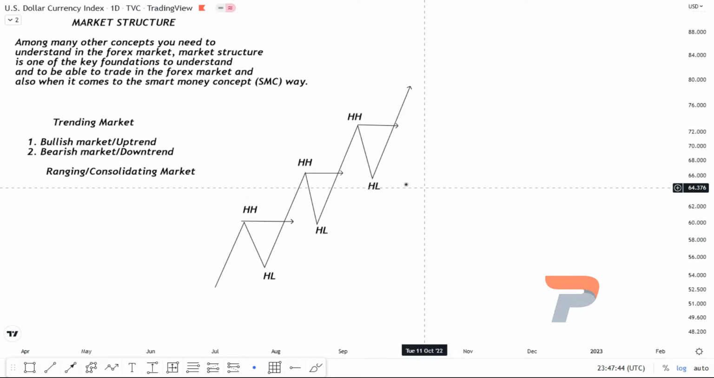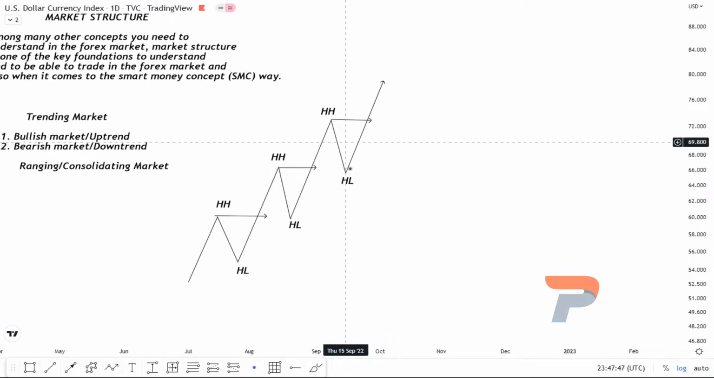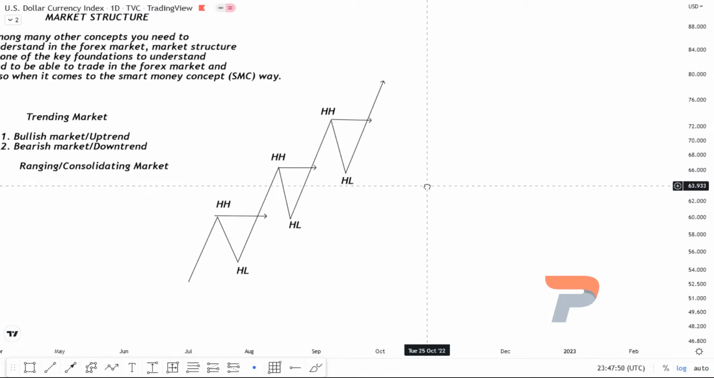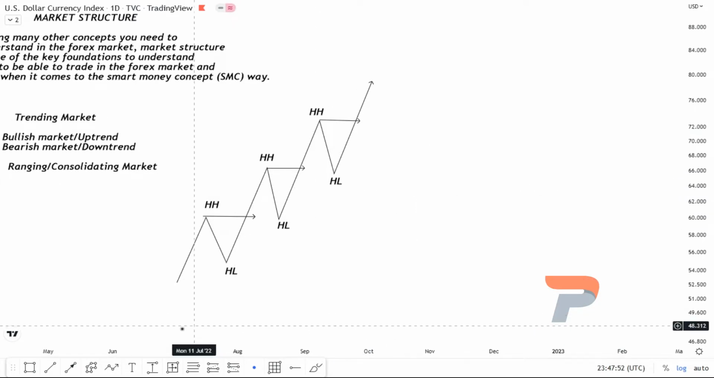So this is just a typical example of a bullish market. This is what a bullish market looks like. Now let's come to the bearish market. So let's talk about the bearish market.